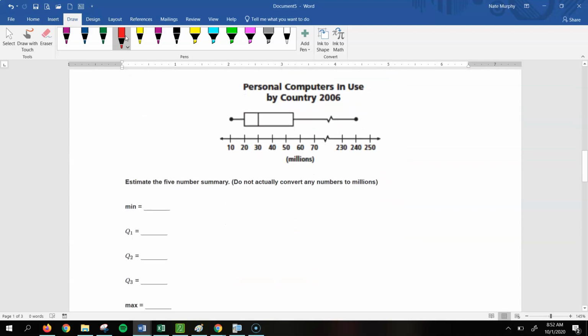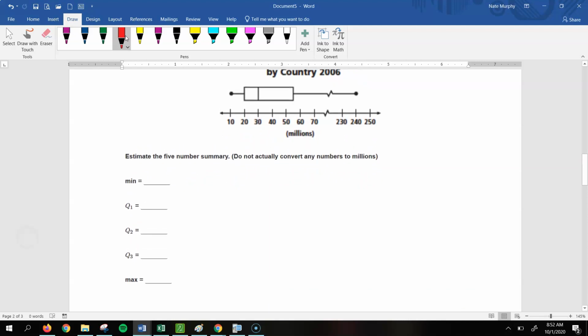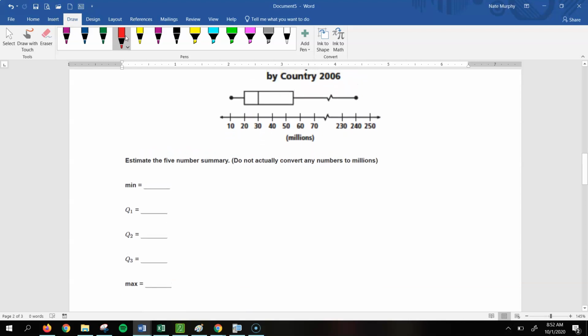So here we're using that same box plot, and we're finding the 5-number summary based on that box plot. Now, for some reason, a lot of people had some weird answers, so I want to make sure that you know how to read this one in particular.